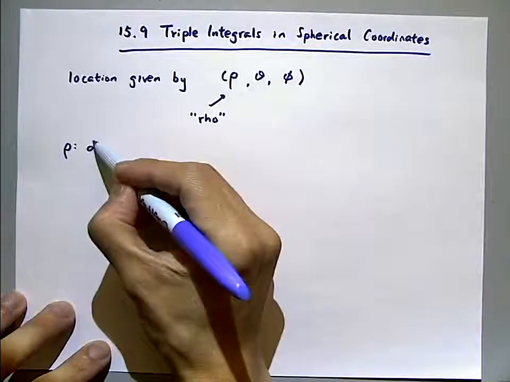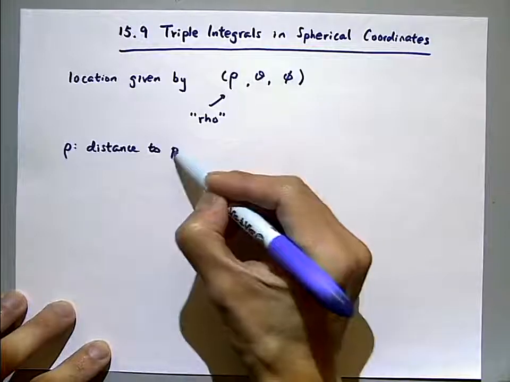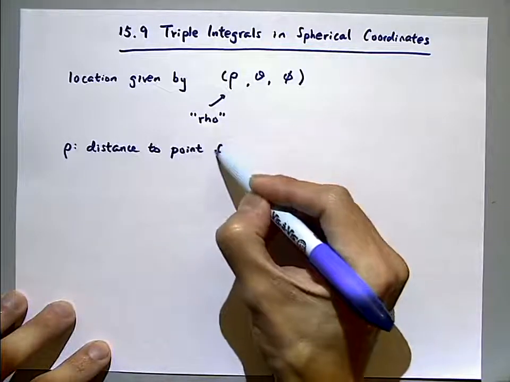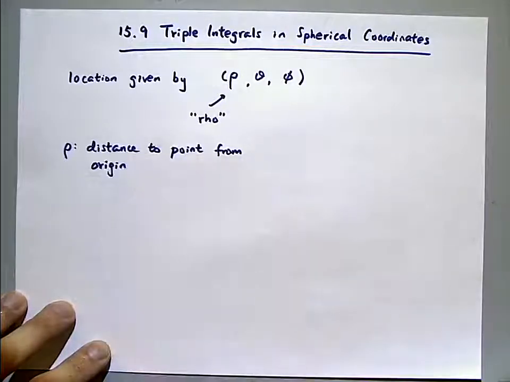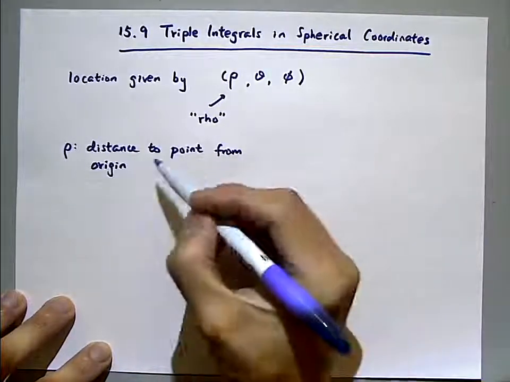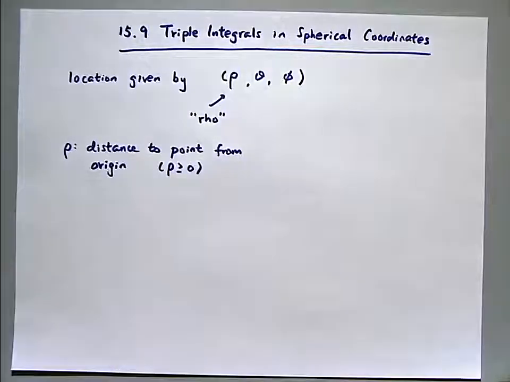Rho is the distance to the point from the origin. And rho is always considered to be positive.